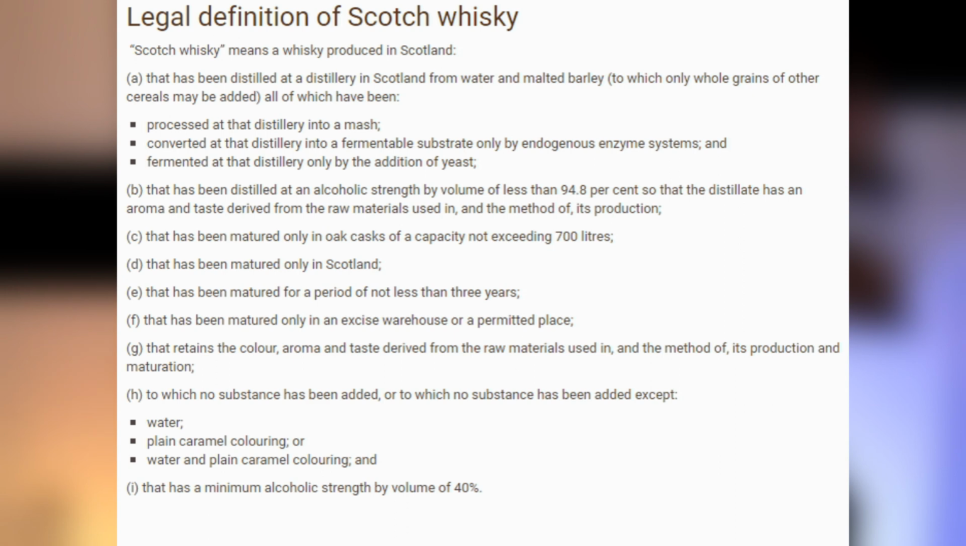Has been matured in oak casks, again, not new, can be used. Has been matured only in Scotland, much like Irish, has been matured for a period of no less than 3 years, and has been matured only in an excise warehouse or a permitted place by Scottish law. It retains the color, aroma, and taste derived from the raw materials used in the production of the whiskey, and no substance has been added other than water, plain caramel coloring, or both. So again, Scotch does allow a little bit of coloring in some of its bottles, and has a minimum alcoholic strength, much like Irish, of 40% ABV or 80 proof.